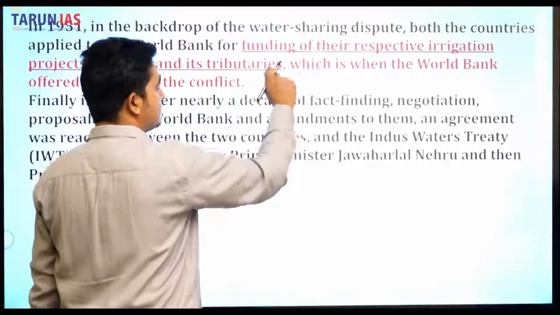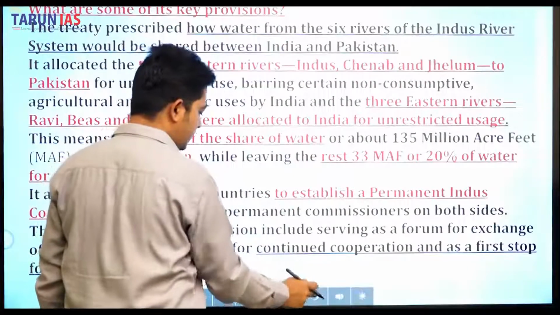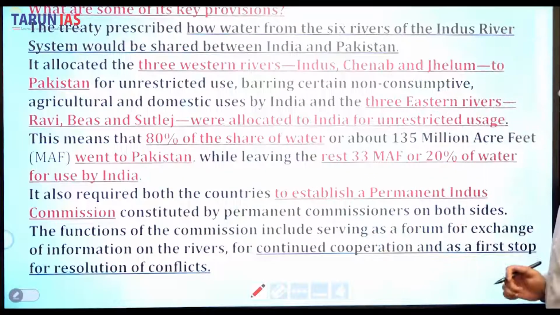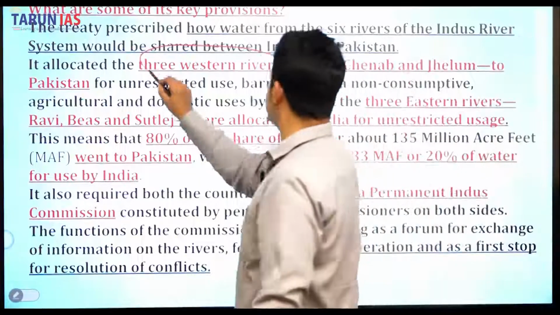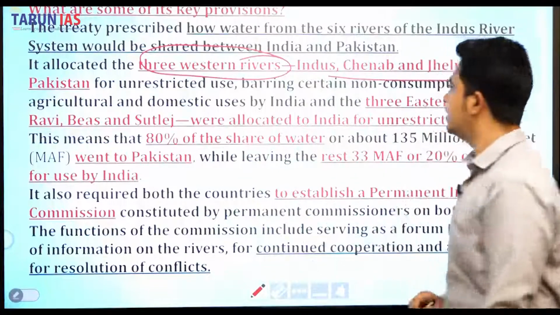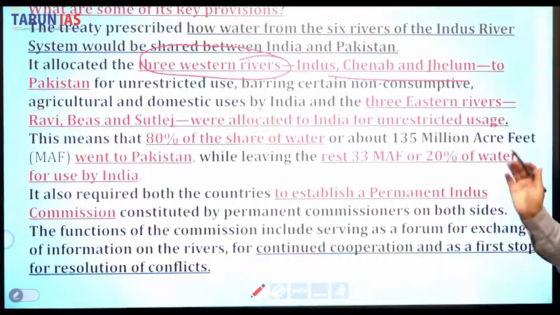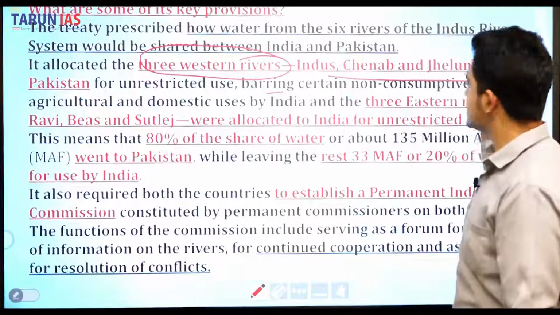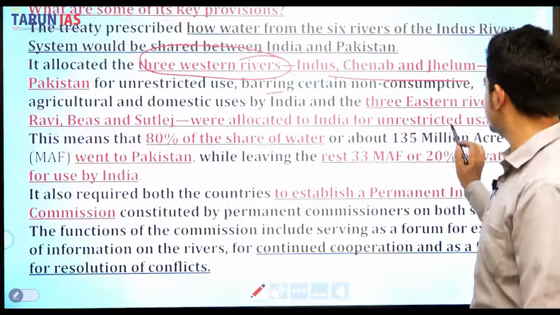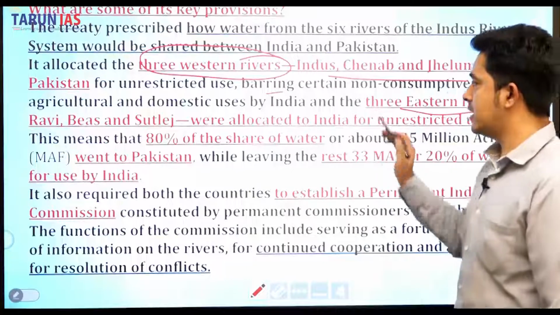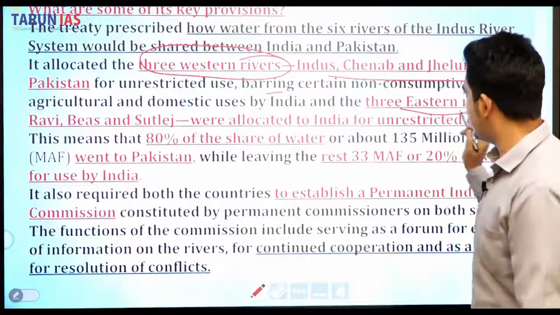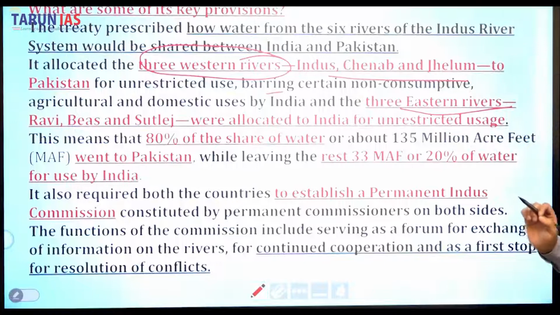Now, if you talk about what exactly the key provision was. The treaty prescribed how water from the 6 rivers of the Indus River system would be shared between India and Pakistan. The 3 western rivers, as we have discussed, Indus, Chenab and Jhelum, went to Pakistan for unrestricted use, barring certain non-consumptive, agriculture and domestic use by India. And the 3 eastern rivers, as we have discussed, Ravi, Beas and Satluj, those 3 eastern rivers were allocated to India for unrestricted use.